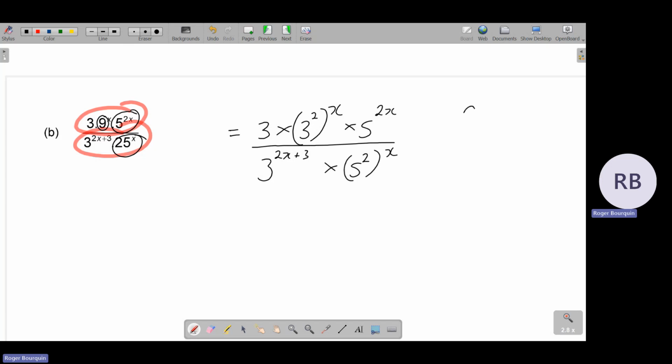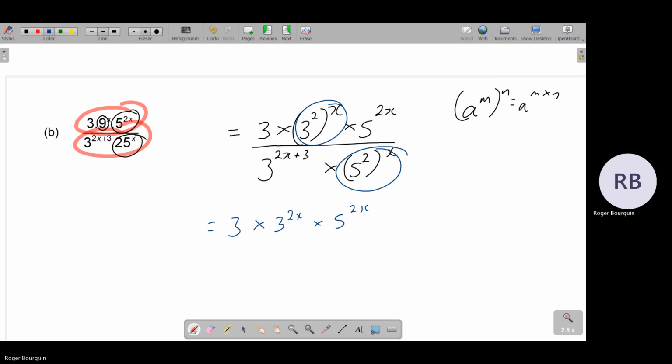Then I'm going to use the rule a^m to the n is equal to a to the m times n in order to do this one over here and this one over here. So it becomes 3 times 3 to the 2x times 5 to the 2x over 3 to the 2x plus 3 times 5 to the 2x.